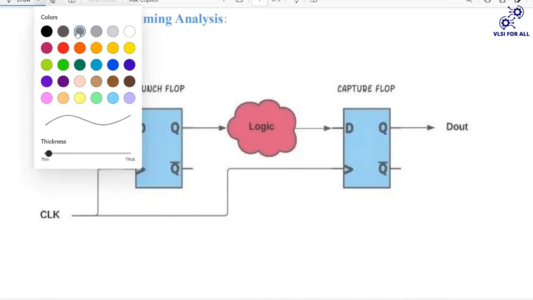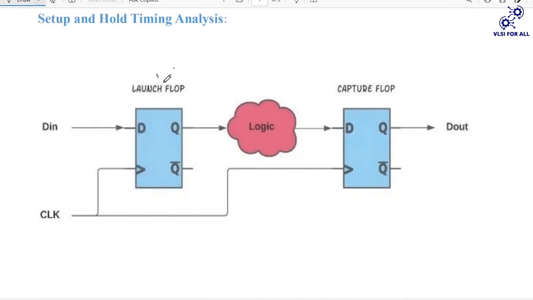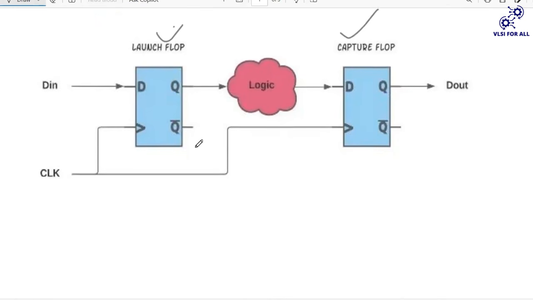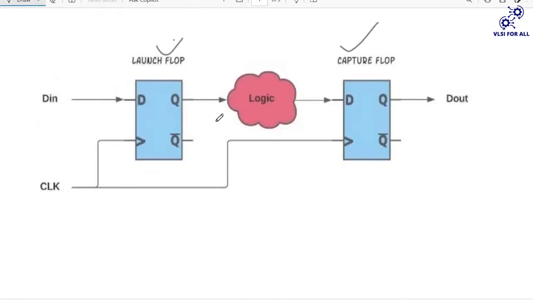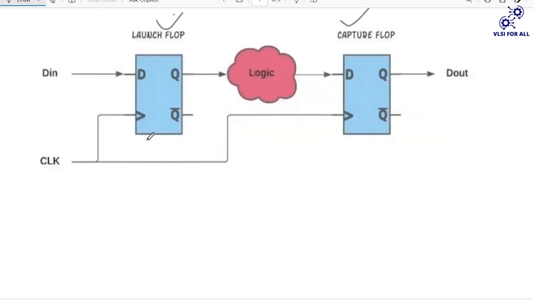Setup analysis: first there is a launch flip-flop and a capture flip-flop. The launch flip-flop will launch the data, and the capture flip-flop will capture the data. So it is the starting flip-flop and the ending flip-flop. Timing calculation is between these two only.